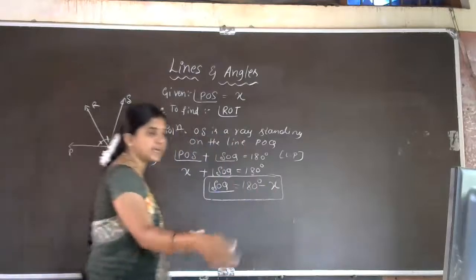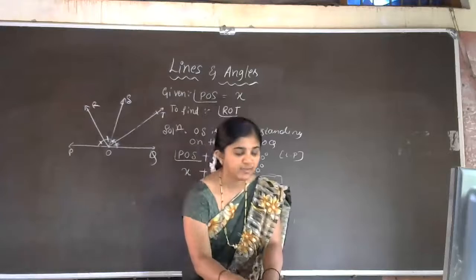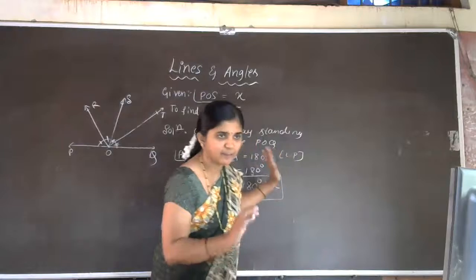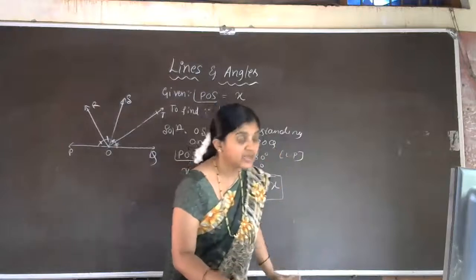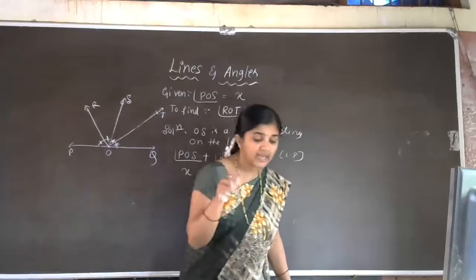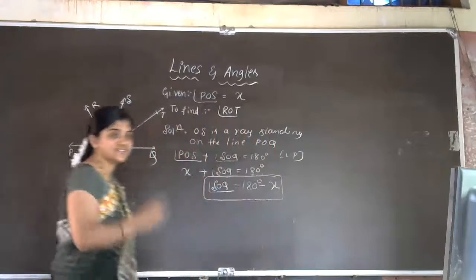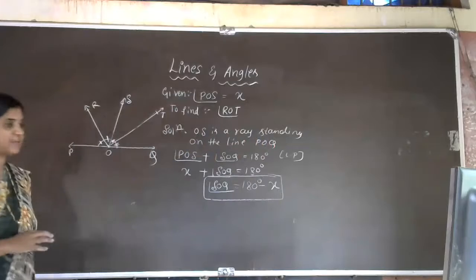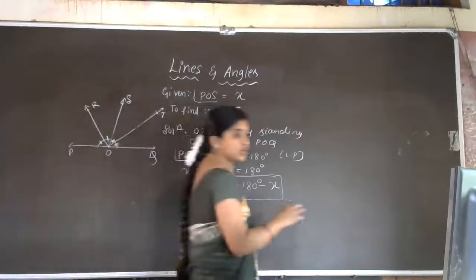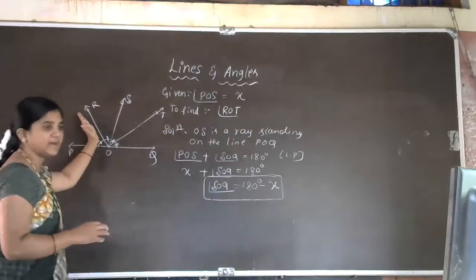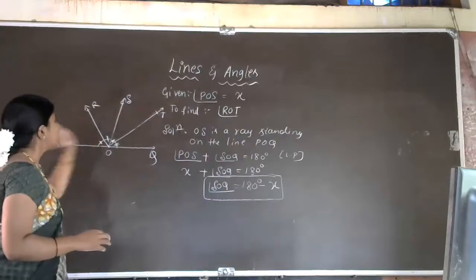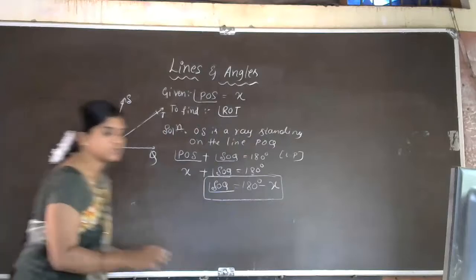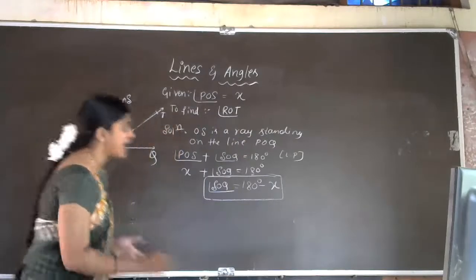Now we'll read the problem. Actually, in the figure, OS stands on a line POQ. We used that one. Up to this, we used. Next, ray OR and ray OT are angle bisectors. Now we are going to use that angle bisector concept. So can we use that angle bisector concept? Now let us start with OR. OR is the bisector of which angle? Angle POS, right? Yes, OR is a bisector of angle POS.